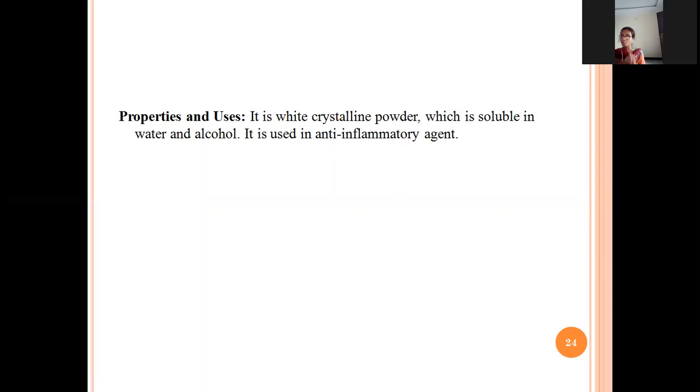Next, properties and uses. So it is a white crystalline powder and it is soluble in water and alcohol. It is used as an anti-inflammatory agent.